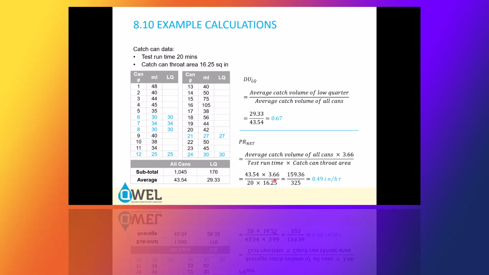And we divide that by our test run time, which was 20 minutes, and our catch can throat area, which was calculated to be 16.25. So you divide the 159.36 by the 20, which is the test run time, and then by the catch can throat area, which comes to 325. So that value is 0.49 inches per hour.